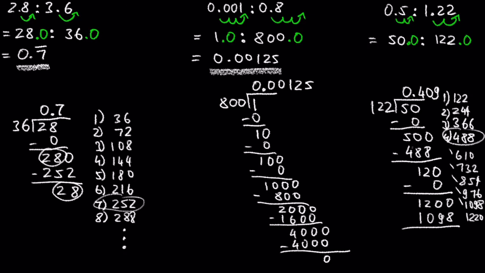Rounding to the nearest hundredths gives us 0.41 as a solution. So 0.5 divided by 1.22 is approximately equal to 0.41. This symbol is the approximately equal symbol, which we use because we rounded the solution to the nearest hundredths.